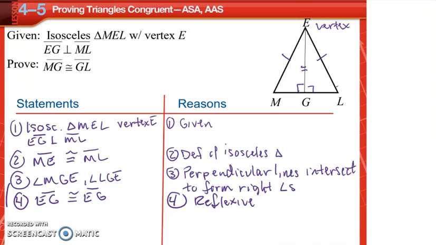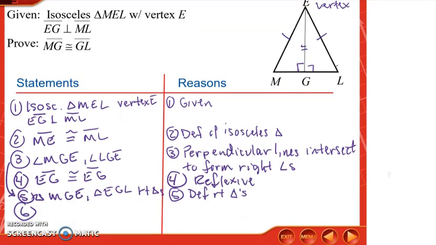One thing I forgot to establish with you on this one is that triangle MGE and triangle EGL are right triangles. That's the definition of right triangles. And then the last thing is, well, not the last thing, we've got two more things.